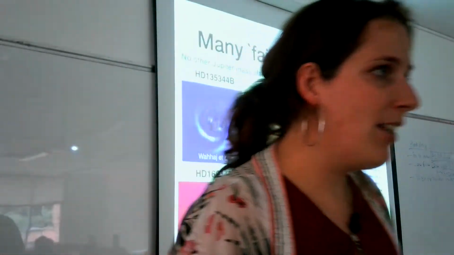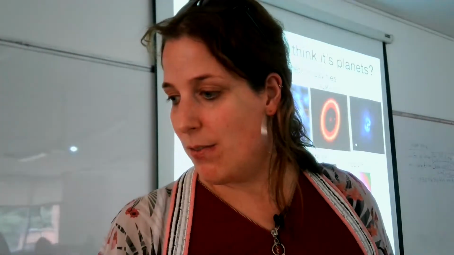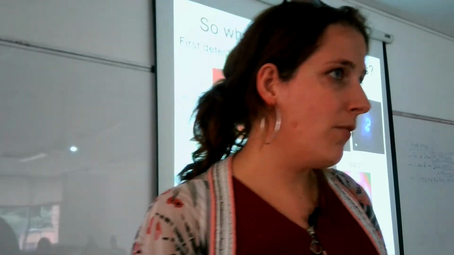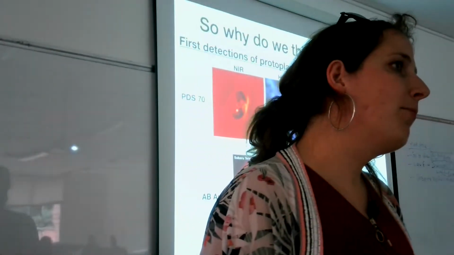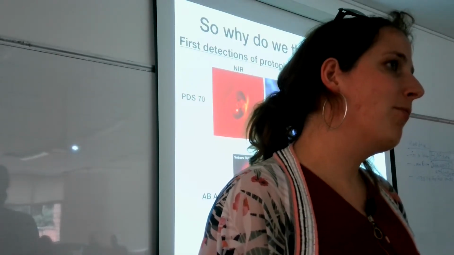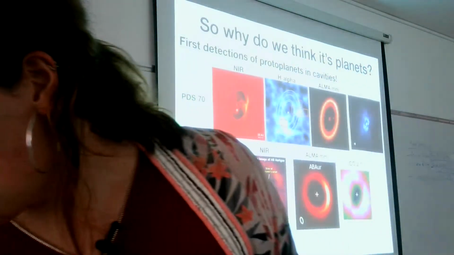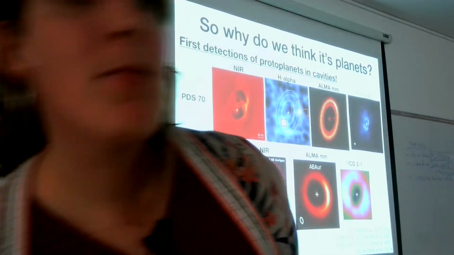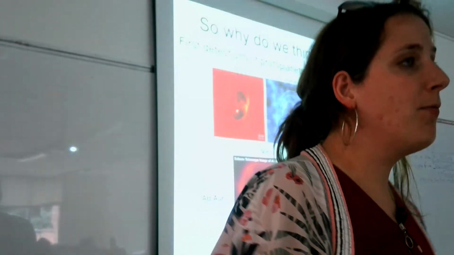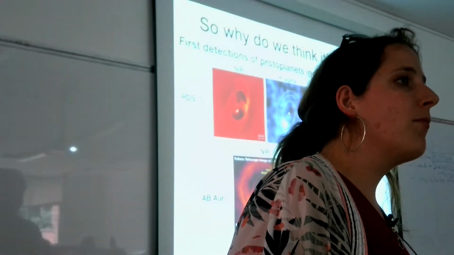Yeah, you can go back. This one. Those must be massive planets and are so far from the star. Yes, because if you see the scale, for example, in AB Aurigae, the orbital distance is 93 AU.